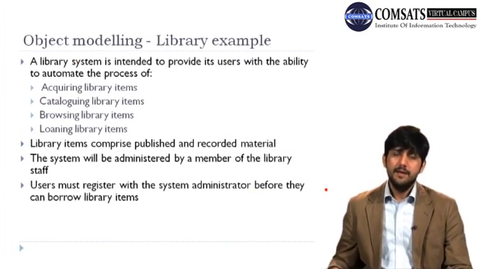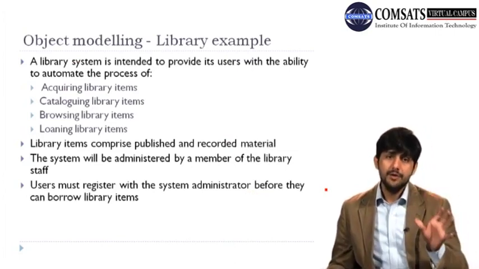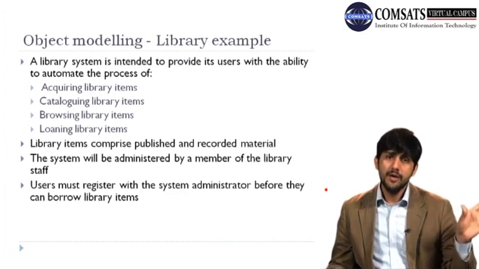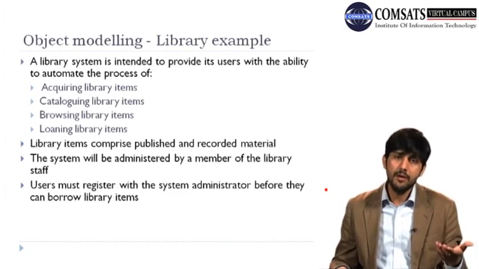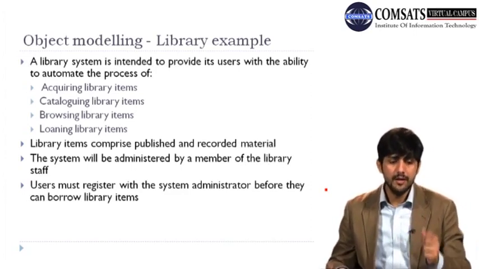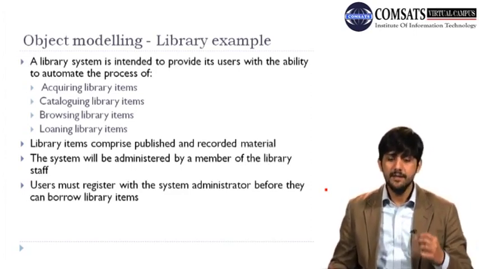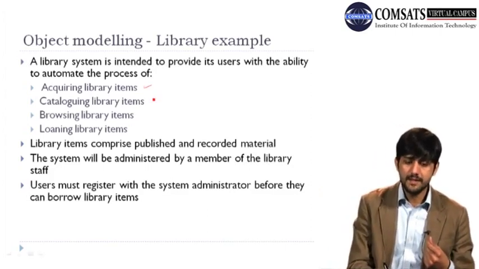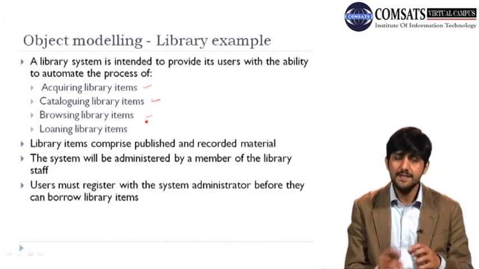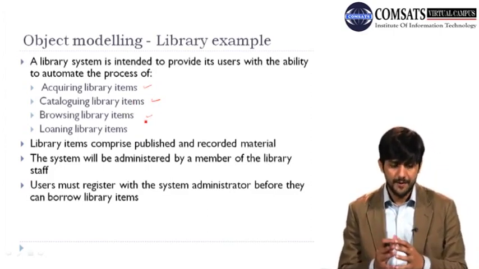So look at that library example again. We saw that library example for data flow modeling and how a different system model is generated when we pick a different method for requirement engineering. We look at now object modeling. So our library system is intended to provide its user with the ability to automate the process of acquiring library items, cataloging library items, borrowing. So these are the functionalities that we want.